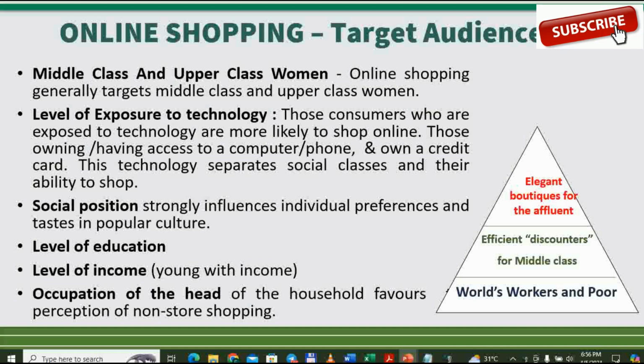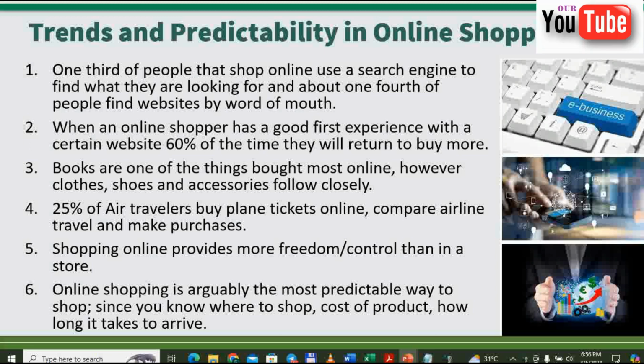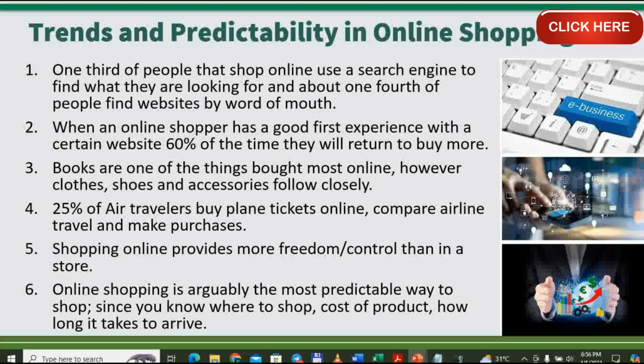Okay, we move on. Now, what are the trends and predictabilities in online shopping? Number one, a third of people that shop online use a search engine to find what they are looking for, and about 1/4 of people find websites by word of mouth. For example, you say, where can I access the school portal? Someone will tell you by word of mouth.